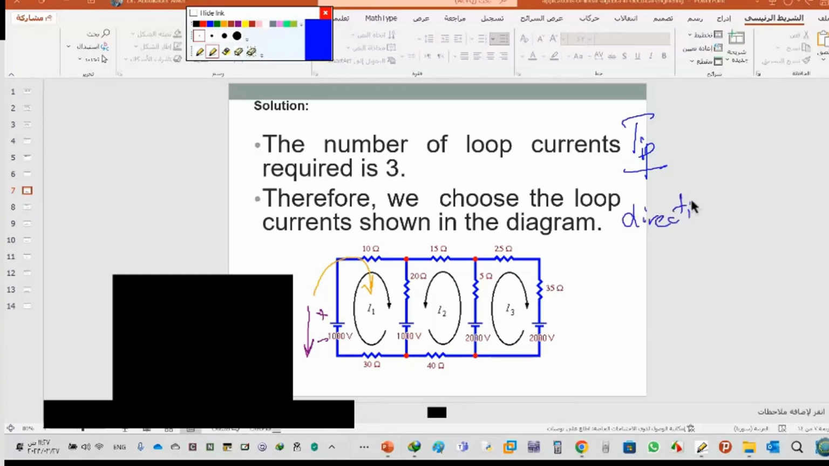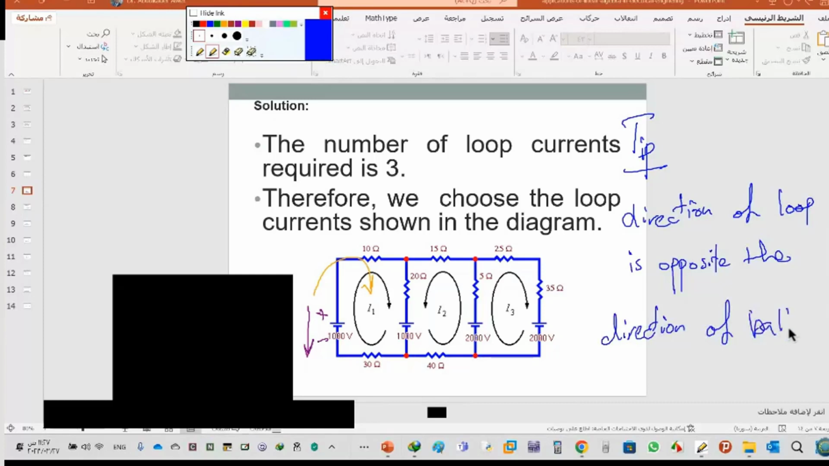Direction of loop is opposite the direction of battery. Okay, so if I have this from up to down, direction will be for I opposite. This is for volt, this is for I. Got it?